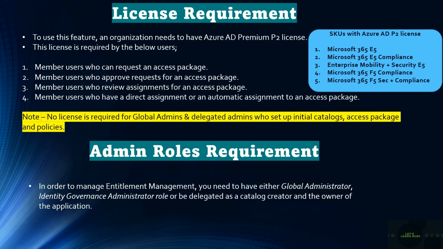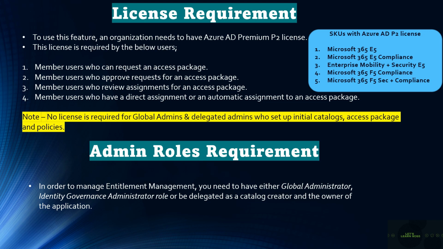During the demonstration, I will illustrate how you can create an access package and add all the resources in it. When it comes to the licensing part, you need to ensure that you have Azure AD Premium P2 license in your environment. This license is required for those users who are going to request an access package and for those users who are going to approve an access package, along with those who are going to review assignments for access package. Please note, you don't need this license to create catalogs, access packages, and policies.